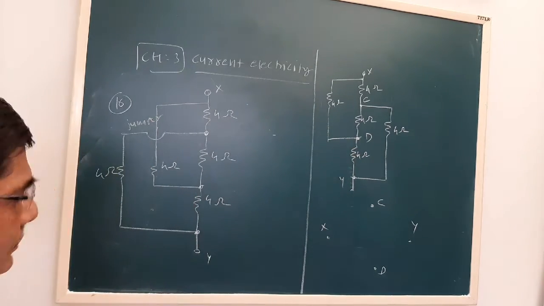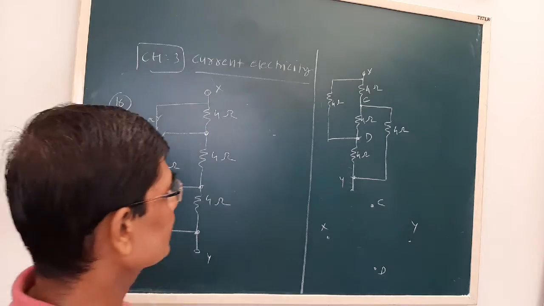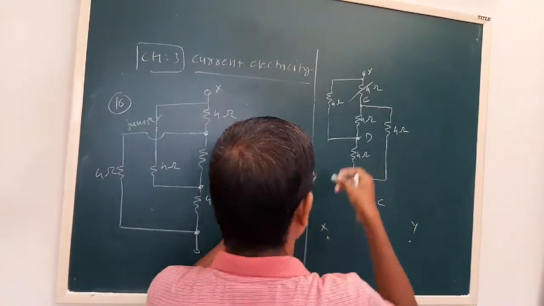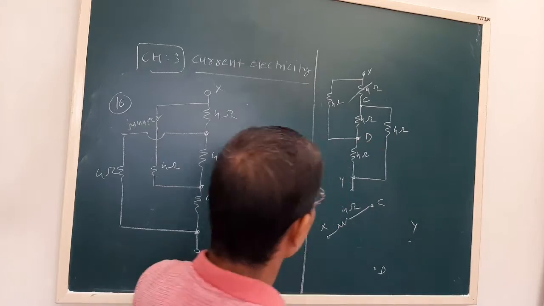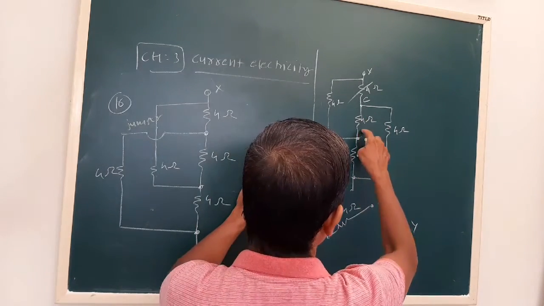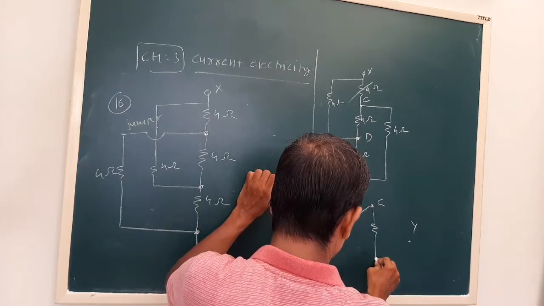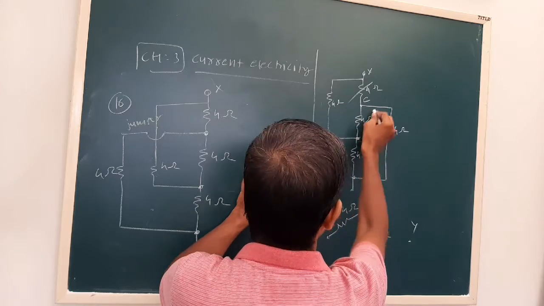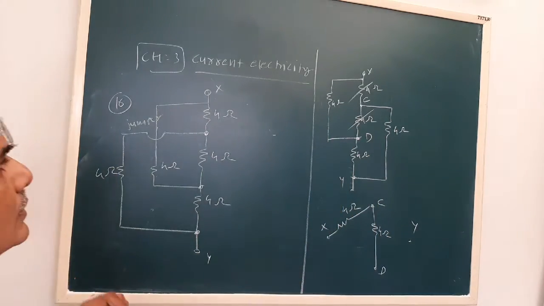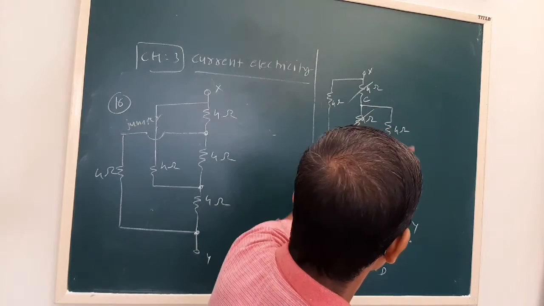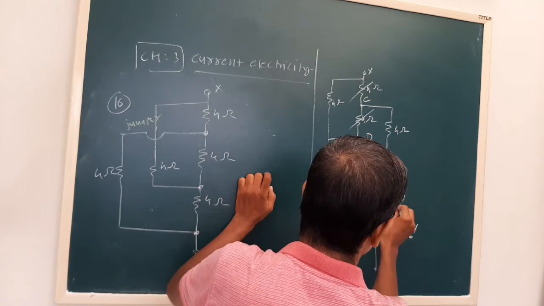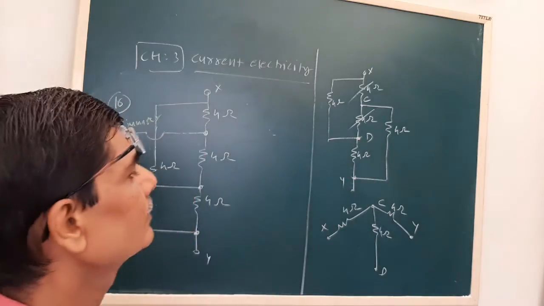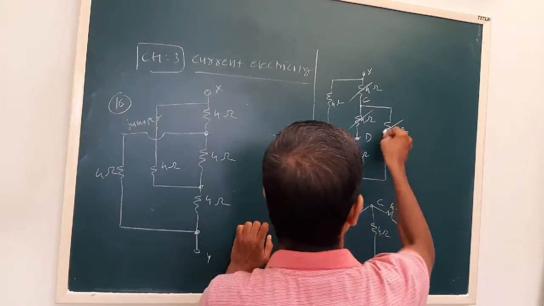Now we have to draw the equivalent resistance. See, between X and C there is 4 ohm. Now between C and D there is 4 ohm. Then between C and Y there is 4 ohm.